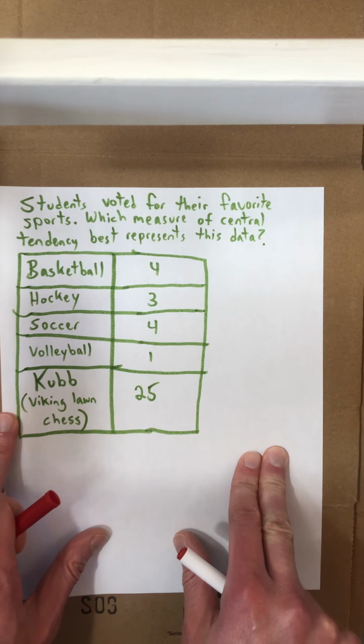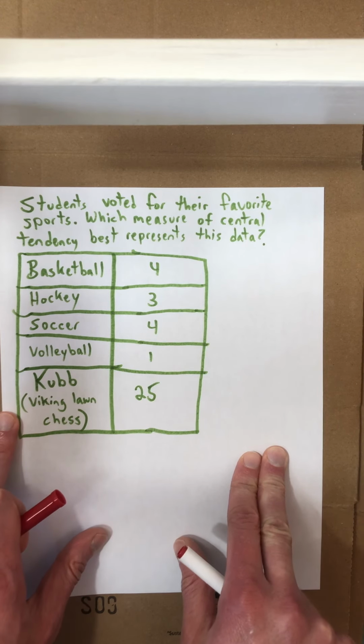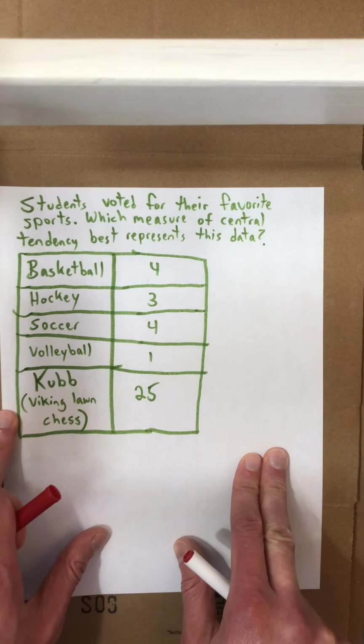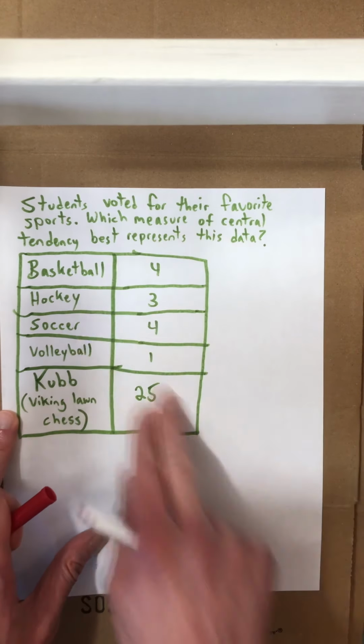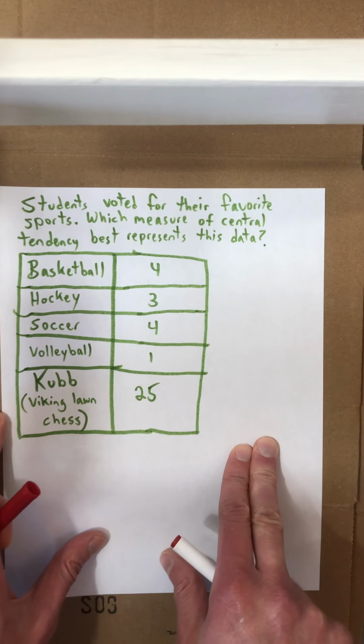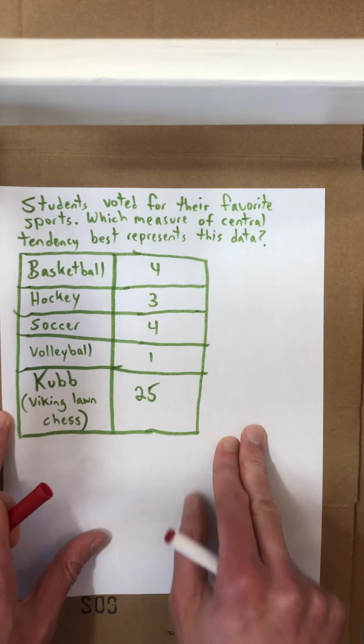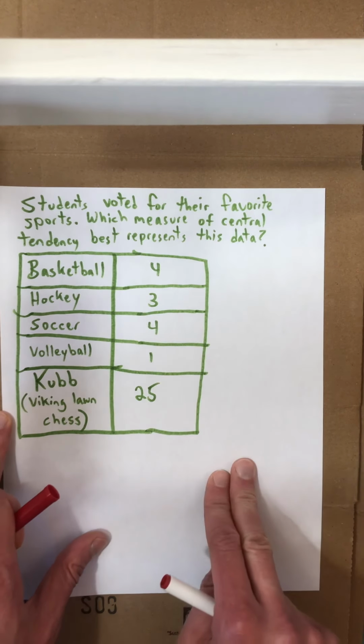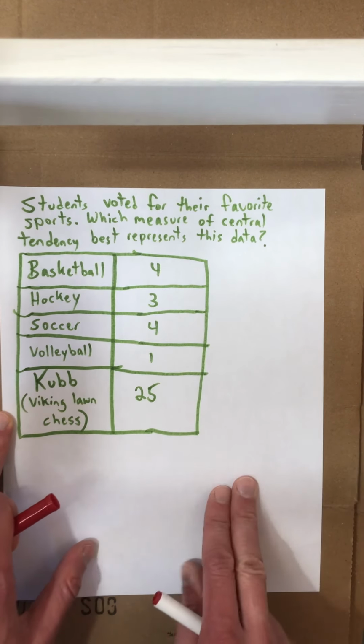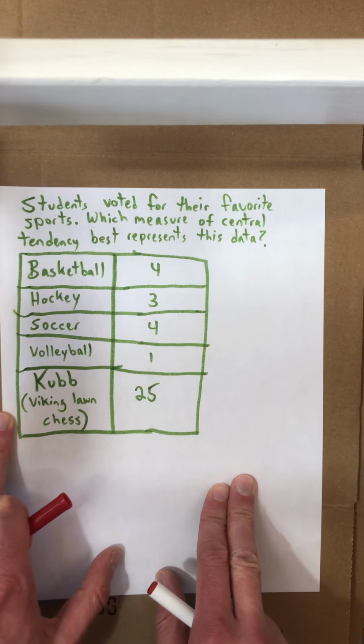Finally, students voted for their favorite sports. So which measure of central tendency best represents this data? In other words, when you're looking at this kind of thing, is it a mean, a median, or a mode? So 4 students voted that basketball is their favorite, 3 voted for hockey, 4 voted for soccer, 1 voted for volleyball, and 25 voted for Cube, also known as Viking lawn chess.